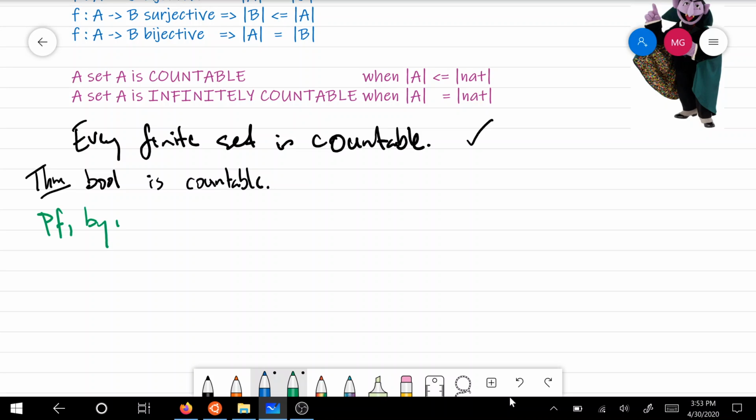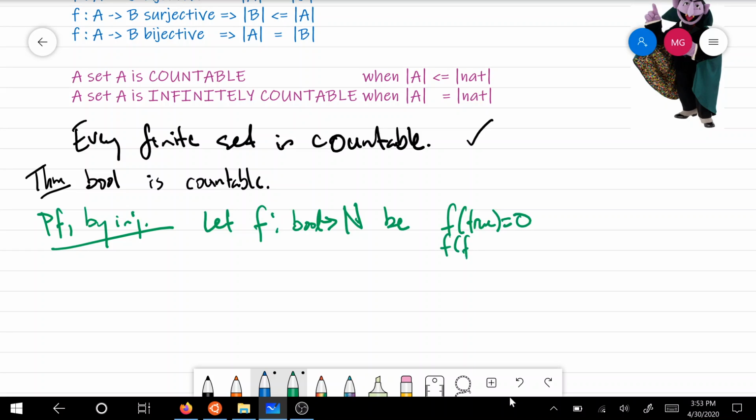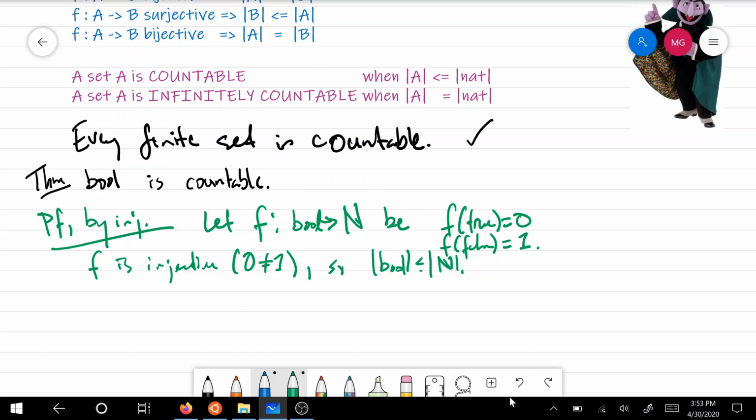Proof by injectivity. Okay, so let f from bool arrow gnat be f of true equals 0, f of false equals 1. F is injective. Clear enough, right? 0 doesn't equal 1. So the cardinality of bool is less than or equal to the cardinality of gnat. Okay, here's a different proof.